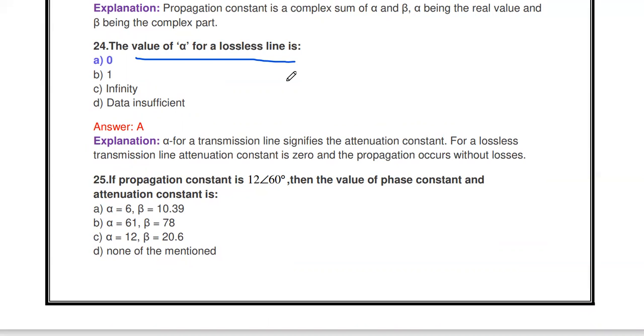So lossless, the name itself gives the answer: lossless. There is no loss in the transmission line, which means that transmission line is called a lossless transmission line. For a lossless transmission line, what about the attenuation? What does attenuation mean? The rate at which the signal gets attenuated is called the attenuation constant. If the line is lossless, what is the attenuation factor? It is 0. There is no attenuation. The 100% wave is transmitted from transmitter to receiver. So alpha for a lossless line is 0.